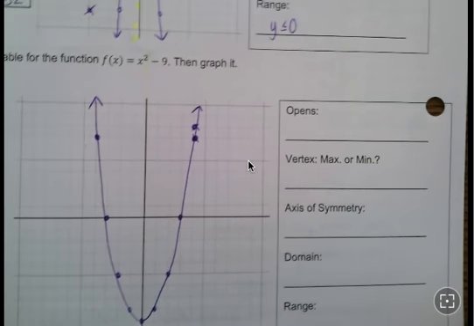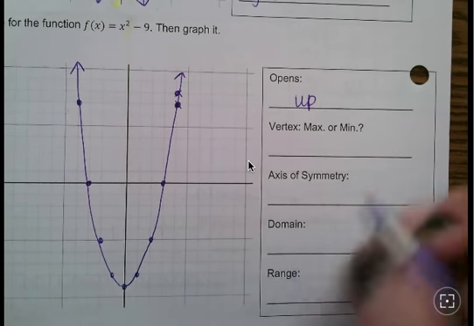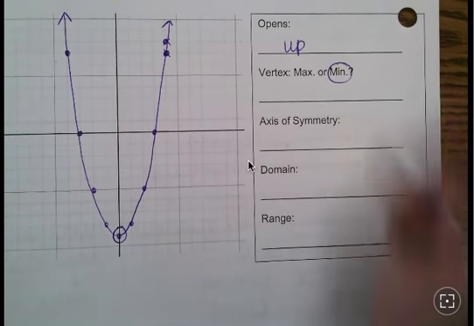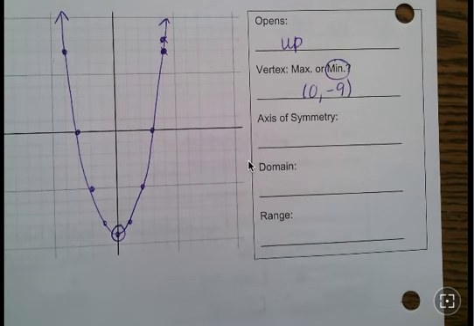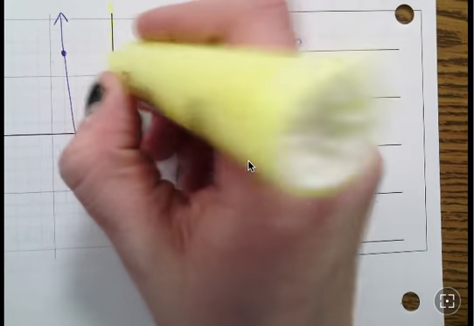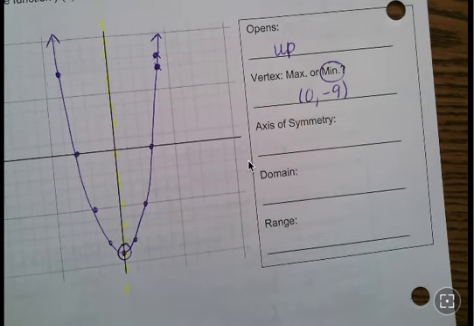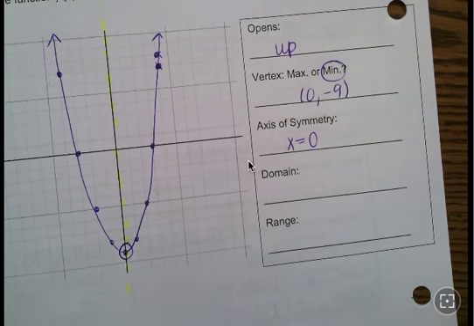Okay. So this opens up. I know I didn't ask that on the last one. I'm not sure why, but it opens up. This time we have another minimum. It is down here, okay? And that point now is 0, negative 9. That's the coordinate point of your minimum, all right? The axis of symmetry just goes through here, okay? And it's still x equals 0. We will eventually move it, don't worry, but it's still x equals 0.